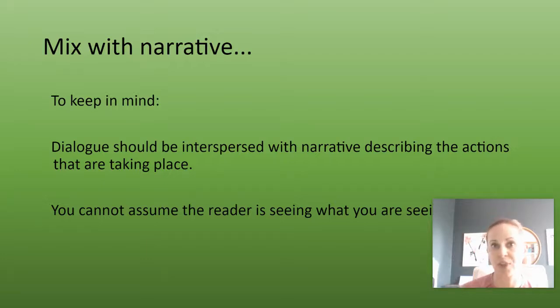Dialogue expresses a character's emotions. It expresses what they're thinking. It gives insight into how they feel, but it is not a place to describe what's happening. You are to describe what's happening with narrative, and that's the written stuff that is not dialogue. You need to assume that the reader isn't seeing what you're seeing, so you have to show them what's happening through narrative. Okay, keep that in mind. You have dialogue, that is the spoken words, and narrative that describes the action that is happening in your story.